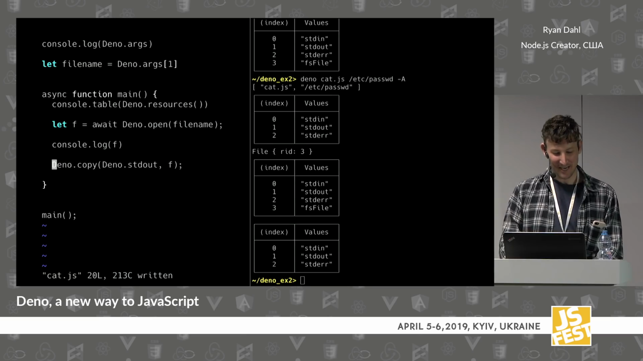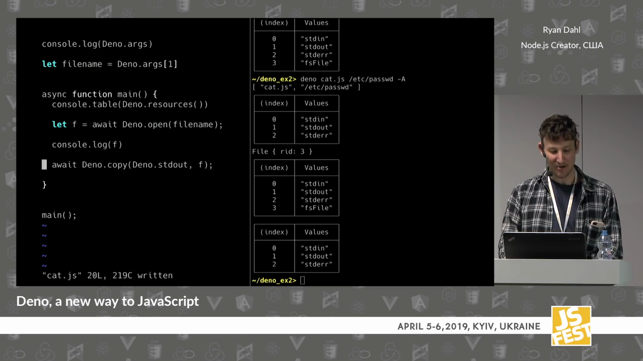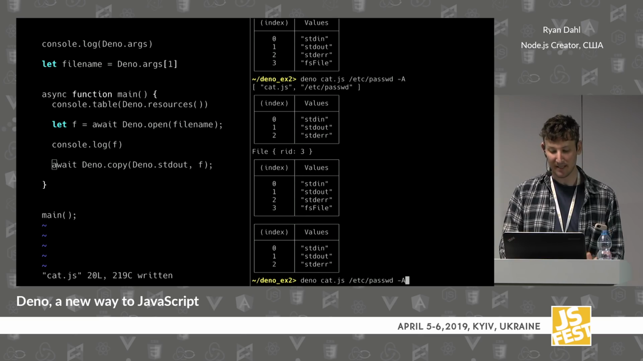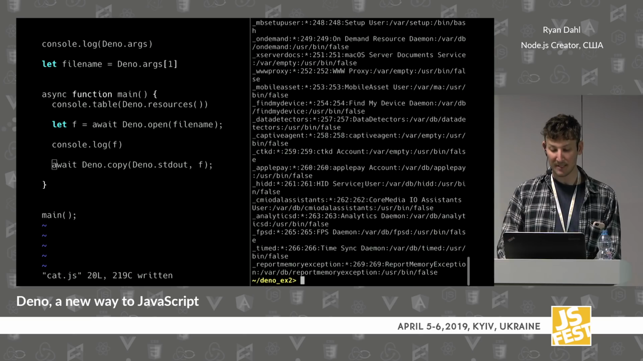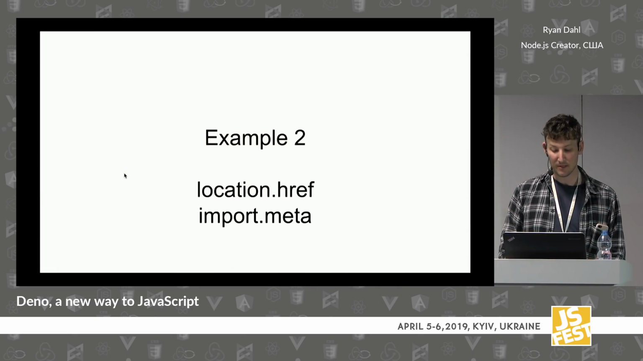Yeah. OK. So yeah, let's copy it to standard out. And this too is an async function. So let me put in the await there. And ta-da! I have now printed to standard out. OK. So just a little flavor of what Deno's doing.